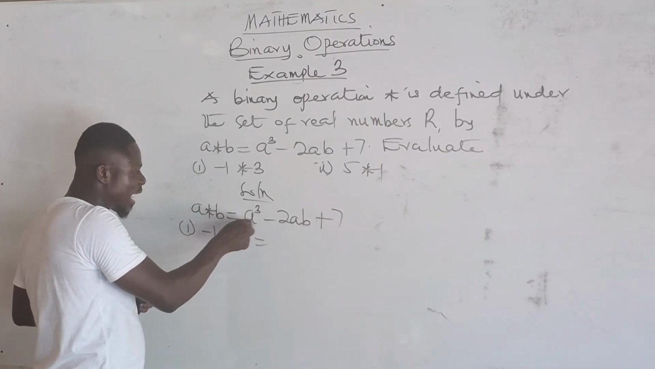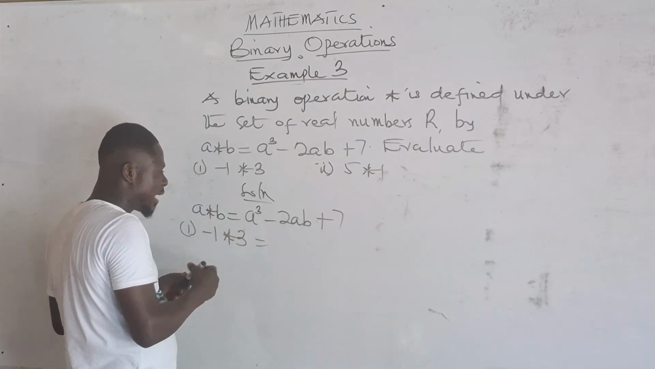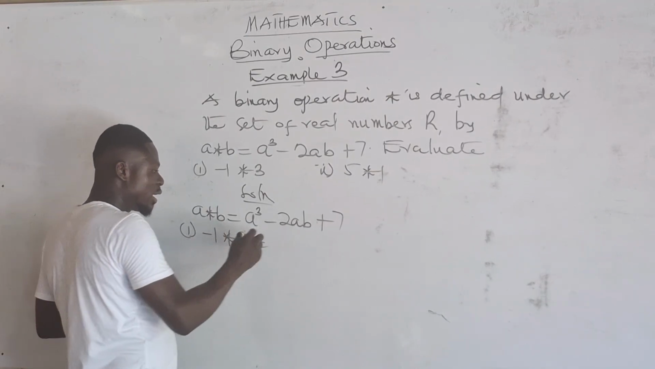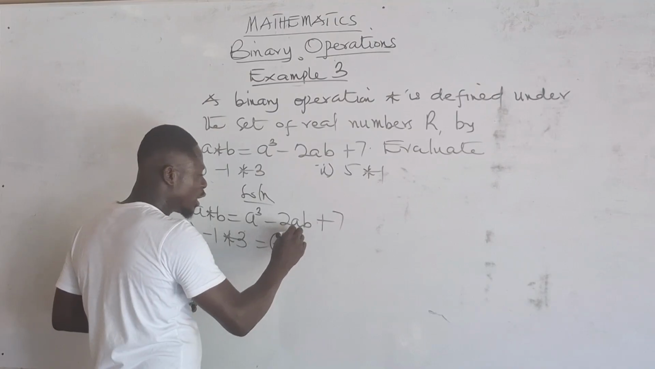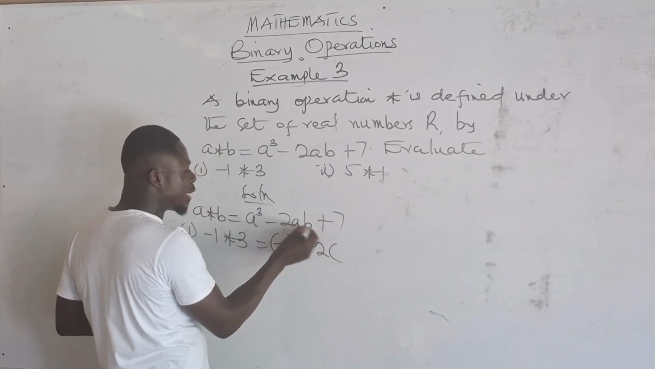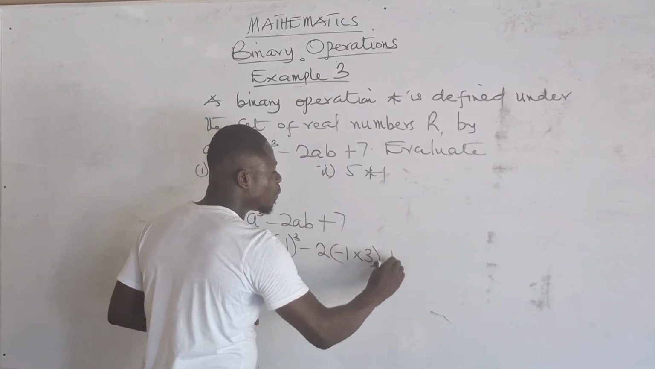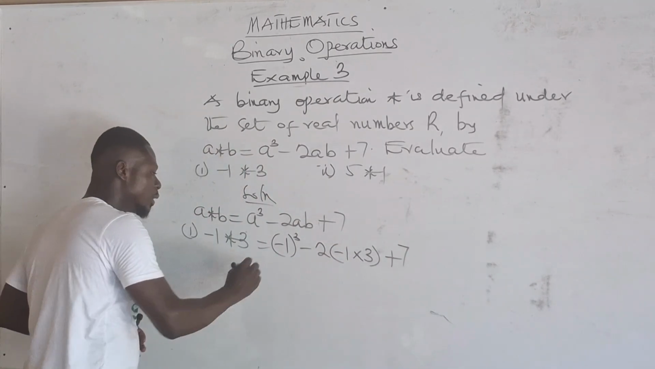So in place of A, we will write negative 1. In place of B, we will write 3 there. So let's do a substitution. We will have negative 1 cubed, that is our A, minus 2 multiplying the product of A and B. So it will be negative 1 times 3 plus the constant 7.